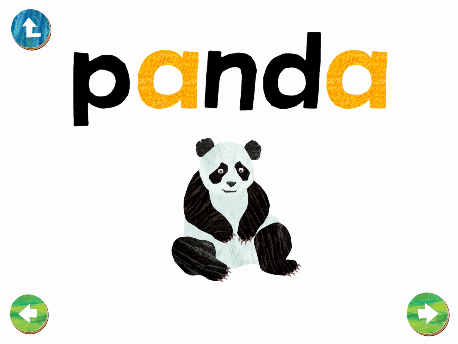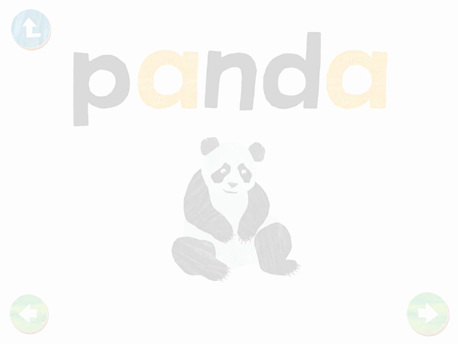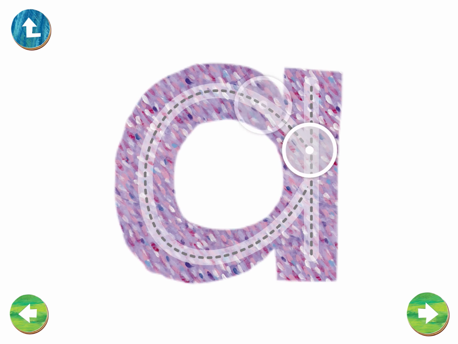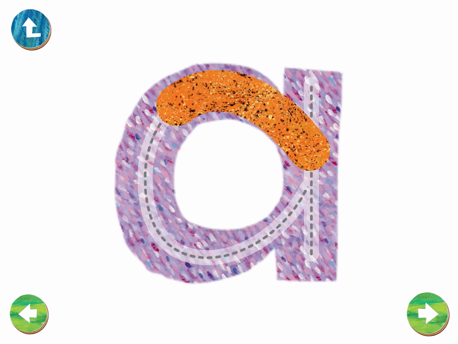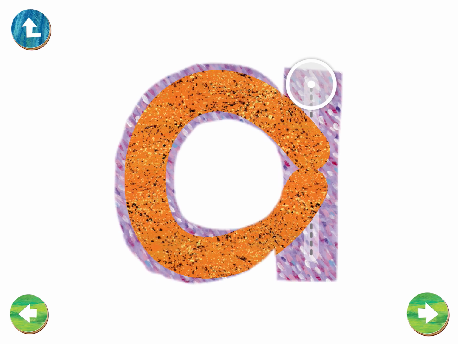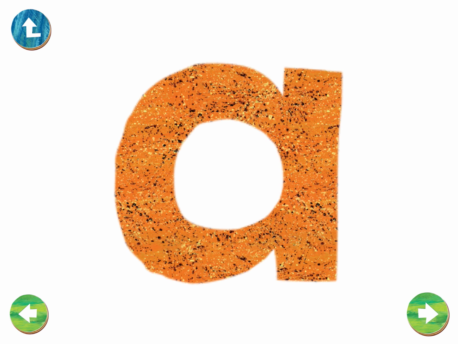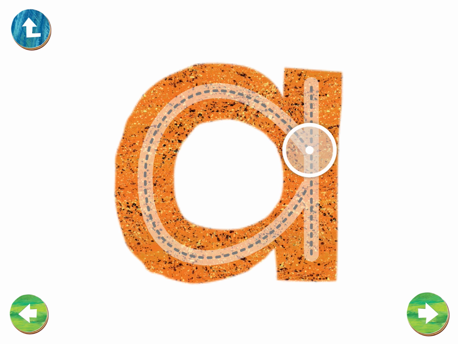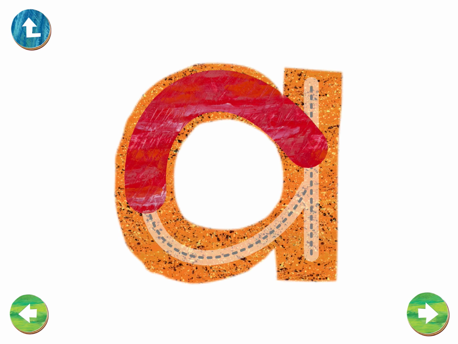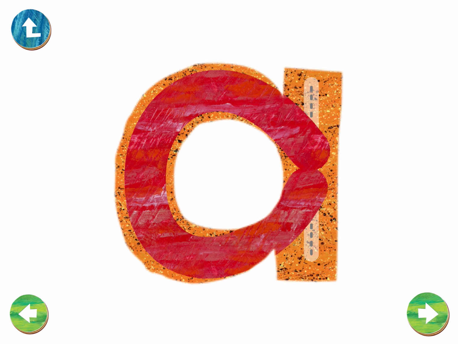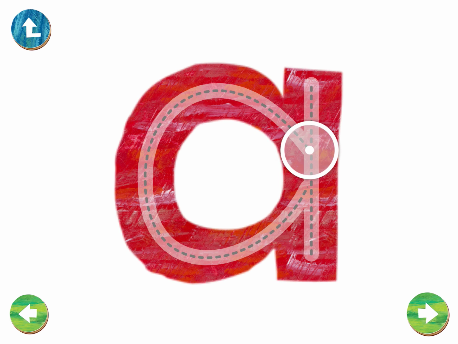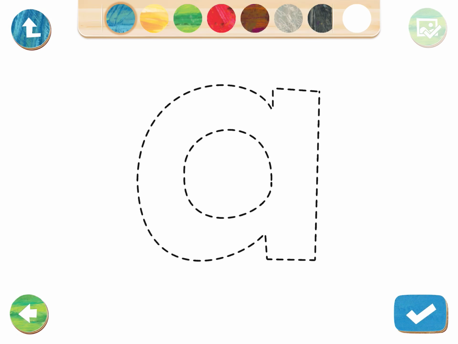A is in the word panda. How many A's can you see? Trace the letter A with your finger. Color the letter any way you like.